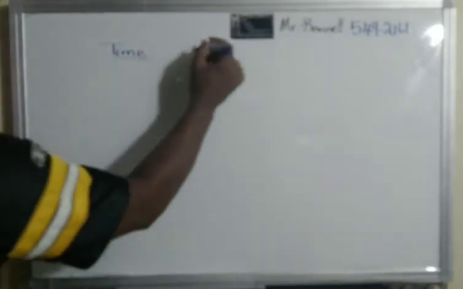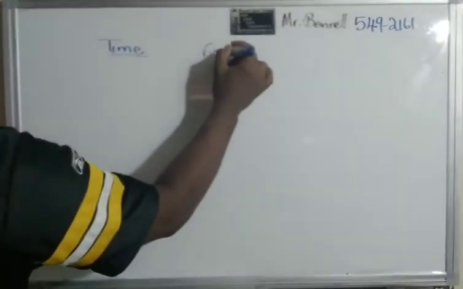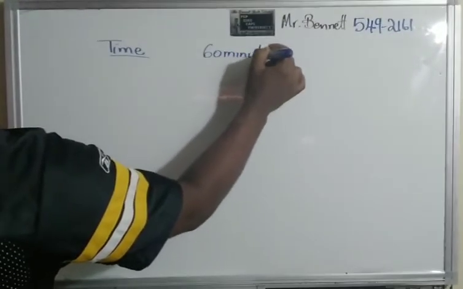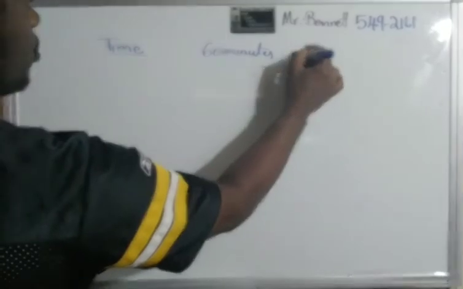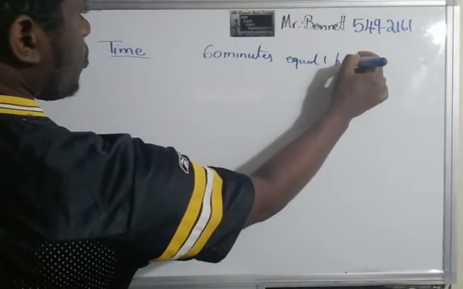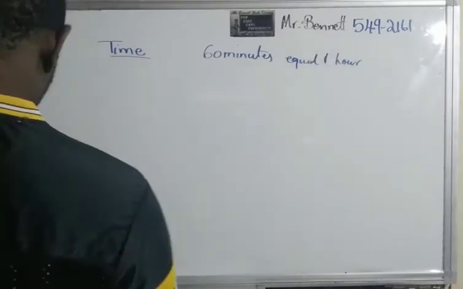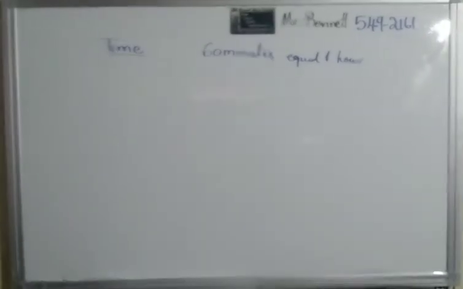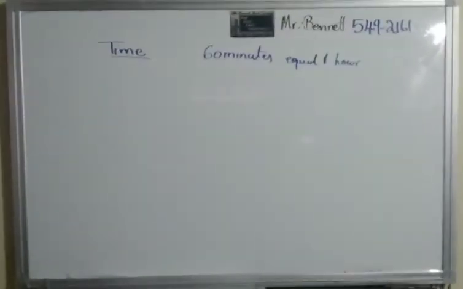Before we even do that, let us discuss. The most important thing to remember is that 60 minutes equal 1 hour. That is the most important thing based on what we'll be doing today. That 60 minutes is equal to 1 hour.